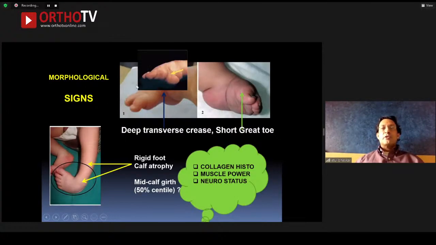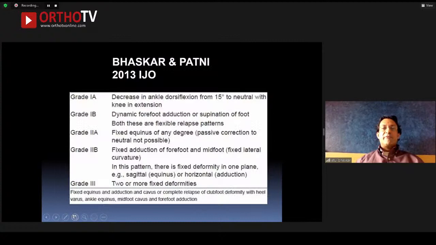Then if you look at the morphology also, look at the creases, look at the short great toe, the calf size, the foot size, all these tell us that the collagen is very rigid in these cases. And when you start casting them, when you get edema in the first or second plasters, there is a problem with lymphatics as well. So these are the ones which are going to be really challenging feet. And I think Maulin will discuss the atypical feet.